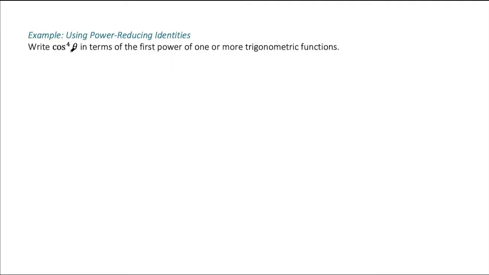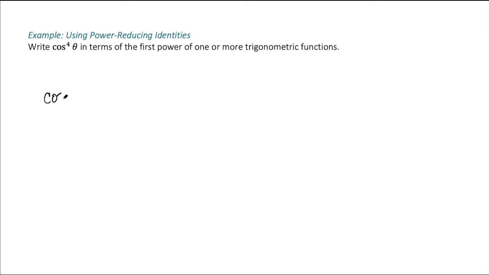Write cosine to the fourth of theta in terms of the first power of one or more trigonometric functions. So we don't like that we have an exponent on this cosine. We want to reduce it. So we're going to use the power reducing identity for cosine of theta.